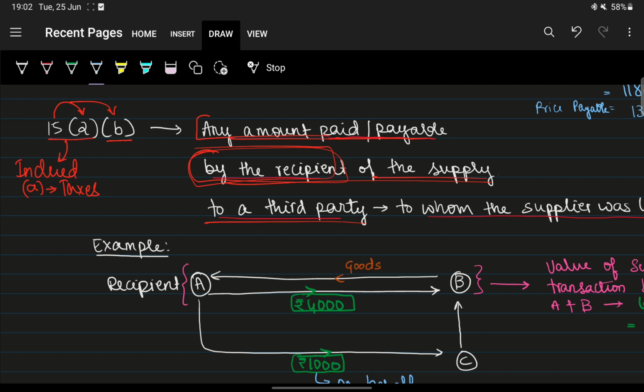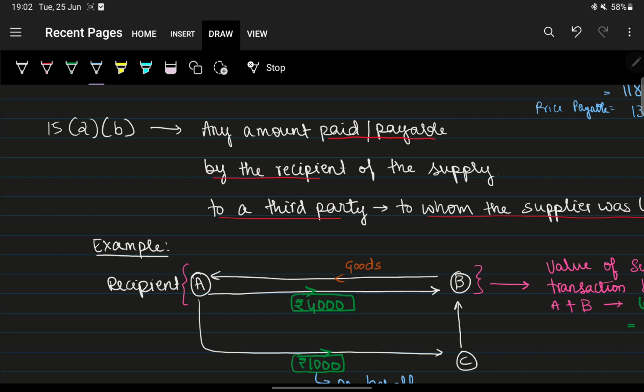That third party should be a person to whom the supplier should have paid, or to whom the supplier was liable to pay. We'll just see an example here so that we can understand more.